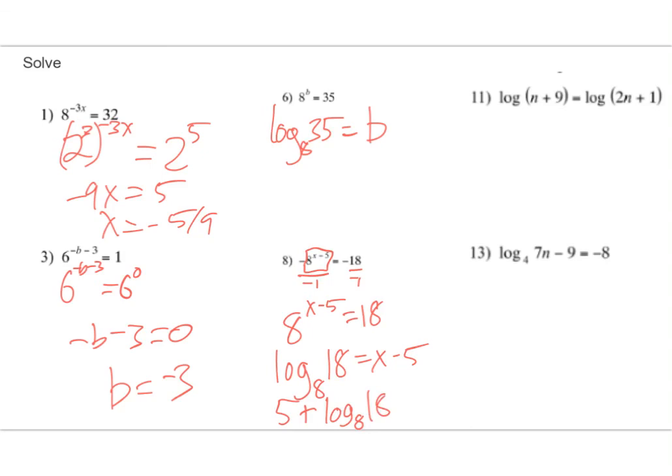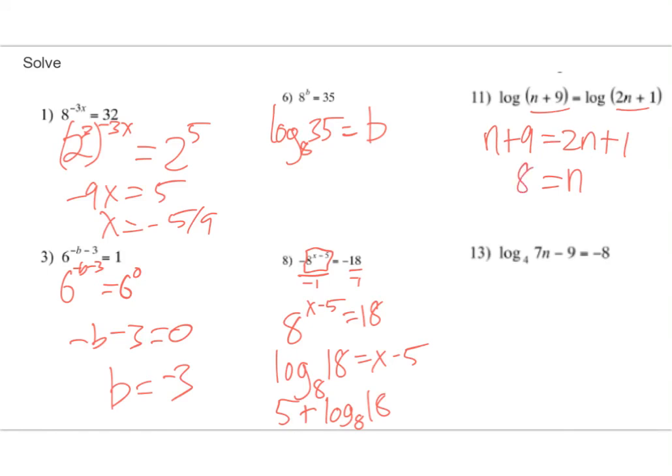For the last column, we got some log stuff. The first one's kind of a gimme because we have a log on both sides. That means the insides have to be the same too because you've got the exact same stuff on the outside. So if we've got n plus 9 is equal to 2n plus 1, I'm going to get common terms on the same side, and we get n is equal to 8.